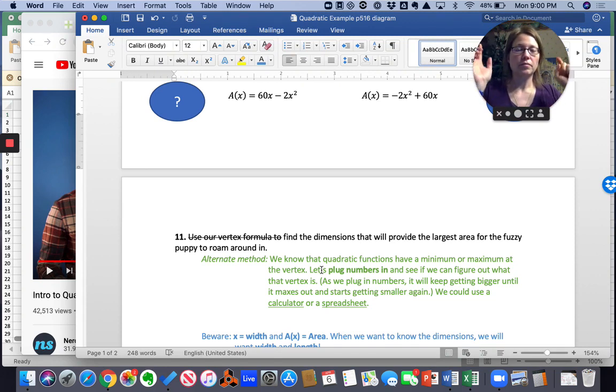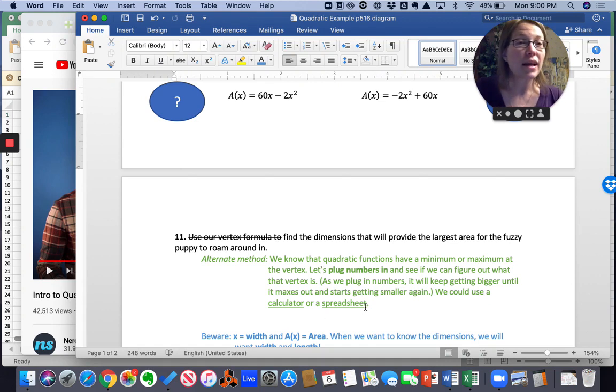But we're fairly confident this is going to be one of these because we're looking for a maximum area. Minimums and maximums happen at the vertex. So if we've got a parabola like this, it's going to have a maximum right there at the vertex. If we had one like this, it would have a minimum at the vertex, but no maximum because it would go up forever. And it's not possible that the area could just go forever. I mean, we only have 60 feet of fencing.